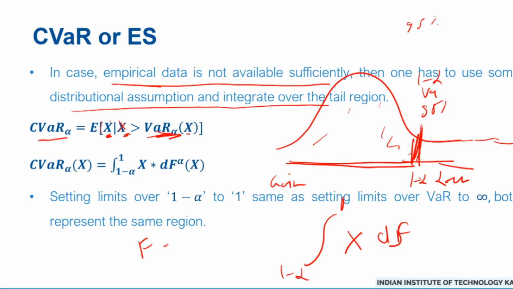Now, if you recall, the cutoff point, the value of x corresponding to this 1 minus alpha, is nothing but the VaR value, and on the right side it goes till infinity. So theoretically it can be an infinite level. So integrating x df from 1 minus alpha to 1 is almost the same as integrating x with values from VaR. So 1 minus alpha has a corresponding value of x as VaR, and 1 has a corresponding value of infinity. So the same can be transferred in terms of x as integrating from VaR to infinity, which has the same interpretation.